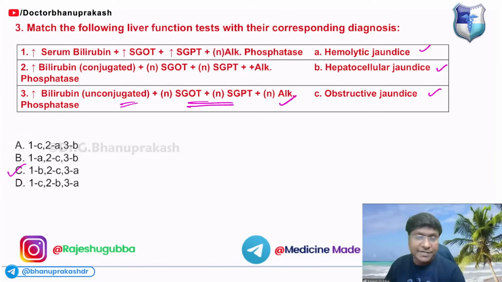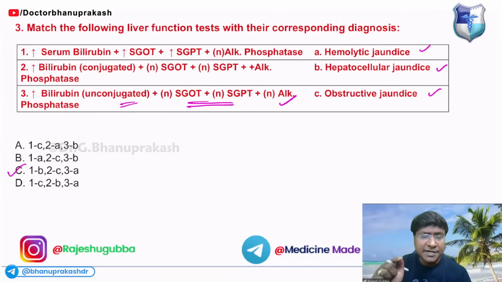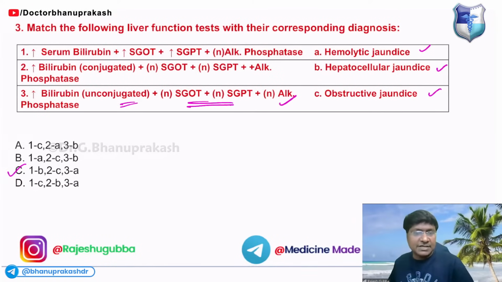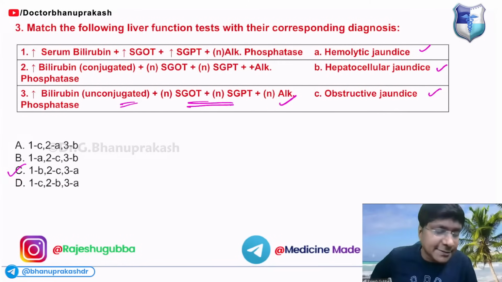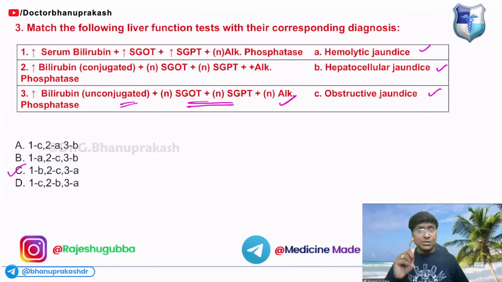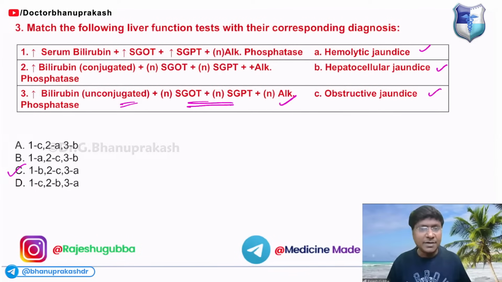And even alkaline phosphatase levels will be normal, because as I have said, alkaline phosphatase is a marker of the obstructive pathology in the liver. And in hemolytic jaundice, is there any obstruction? No. So the alkaline phosphatase levels will be normal. So in hemolytic jaundice, it is only unconjugated bilirubin that will be elevated. SGOT, SGPT will be normal and alkaline phosphatase normal.